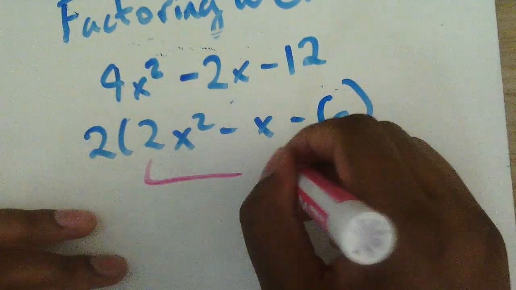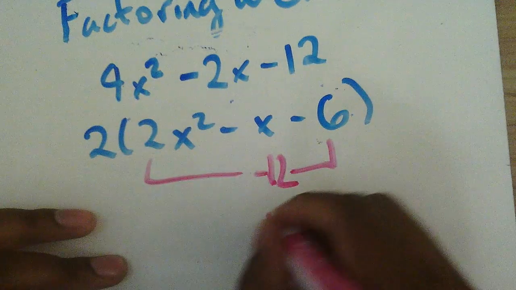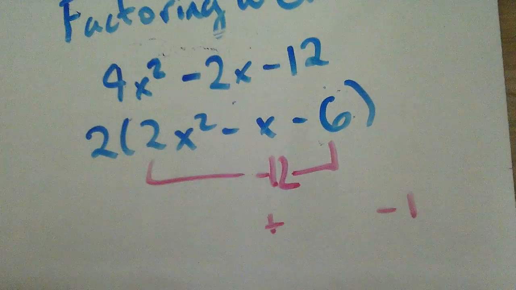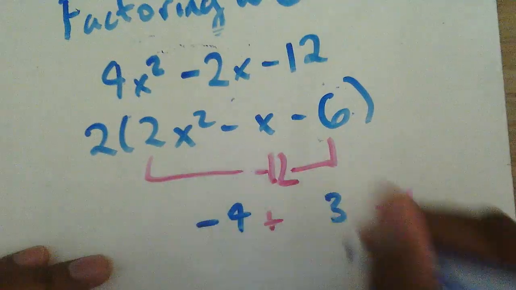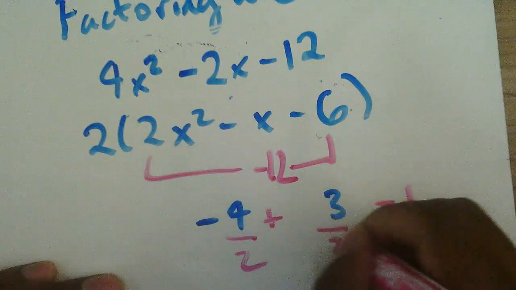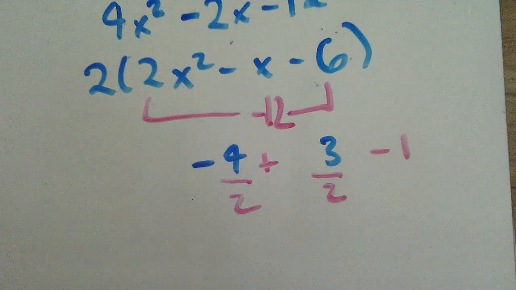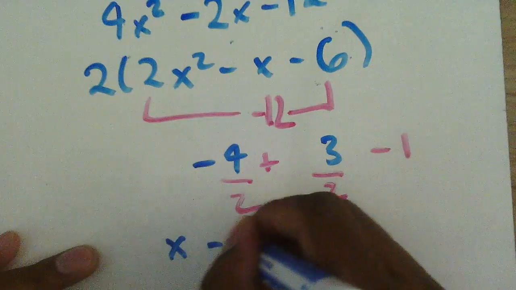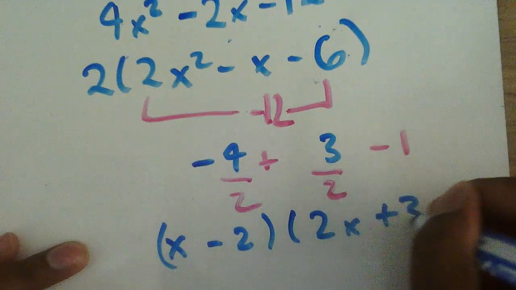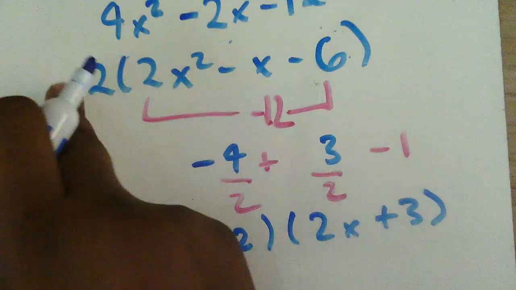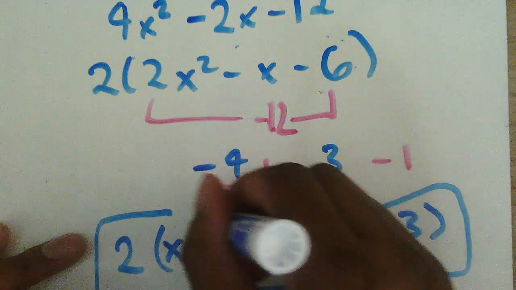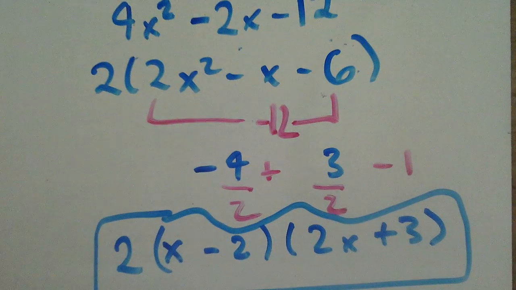Multiply 2 times negative 6, give me negative 12, and I need those two numbers to add to give me negative 1. Those factors are going to be negative 4 and positive 3. Remember then, I divide by a, and I'll be left with x minus 2. 3 does not divide easily by 2, so it gives me 2x plus 3. Remember, a goes on the outside, and then I bring this 2 all the way down, like this. Like that. All right.